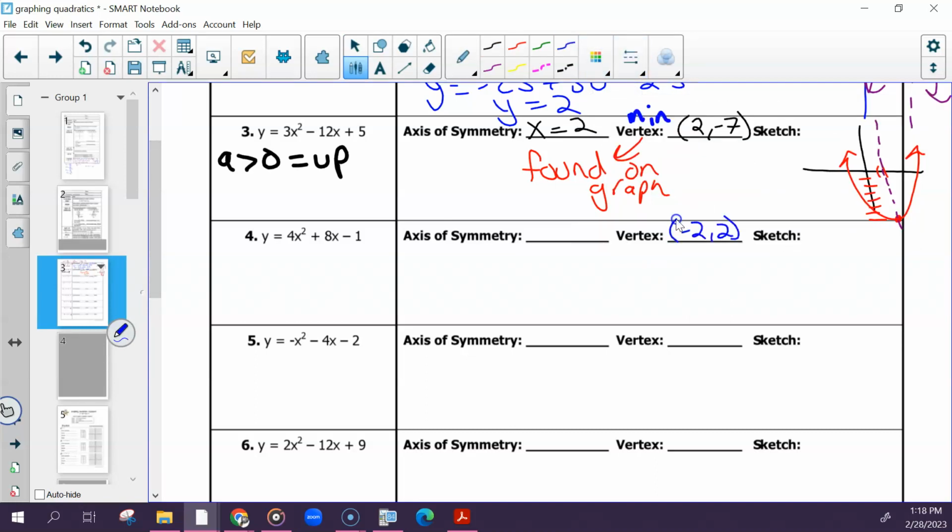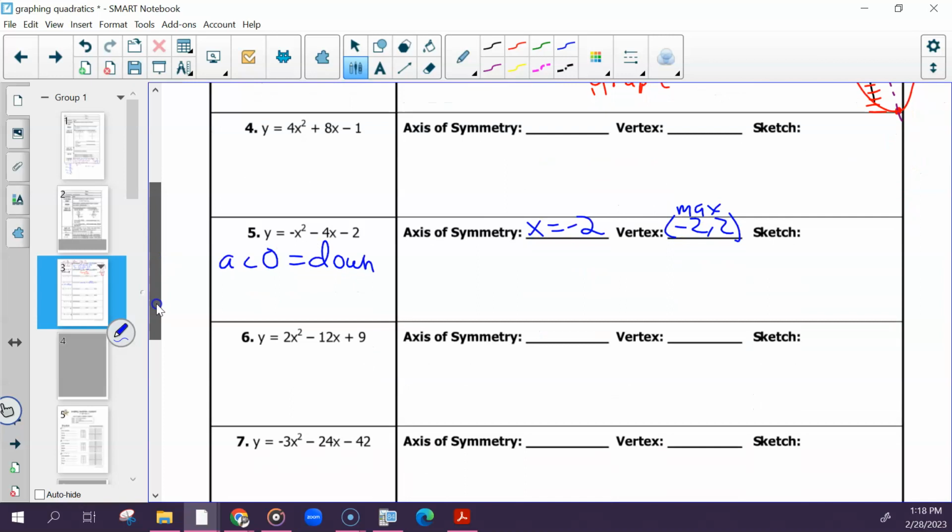So our axis of symmetry is what? X equals negative 2. Would this face up or down? Down. I'm sorry, I wrote that on the wrong one, but yes. So then our vertex would be a minimum or a maximum? Maximum, yes. That'll be helpful for when we do the graph.